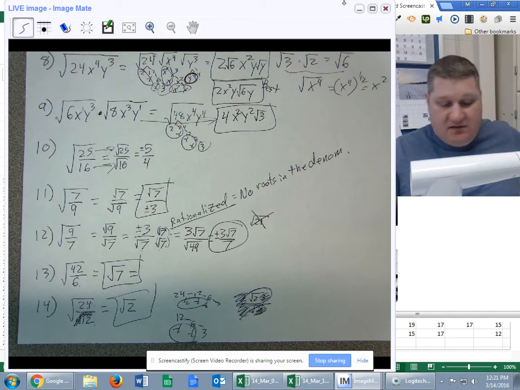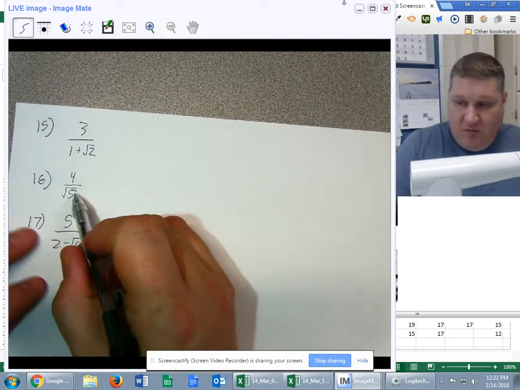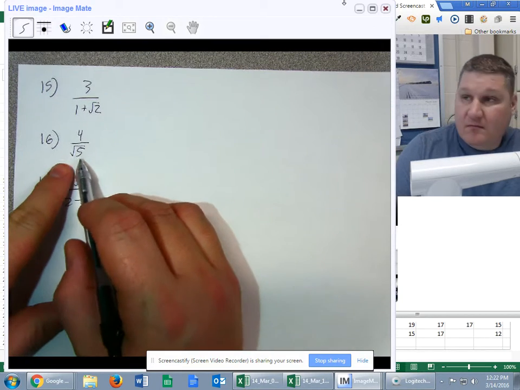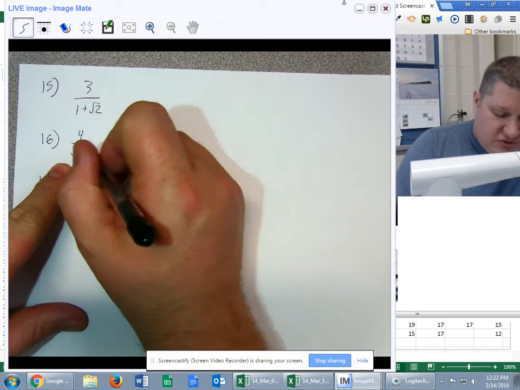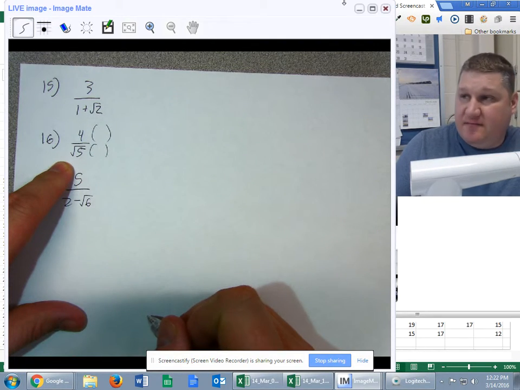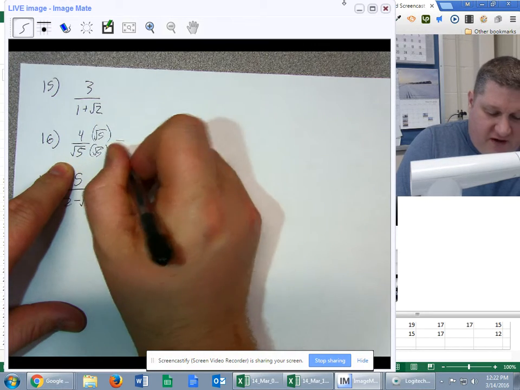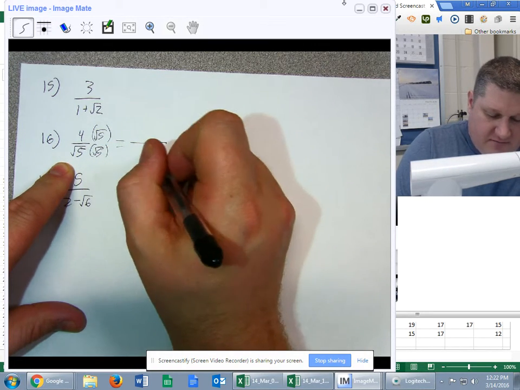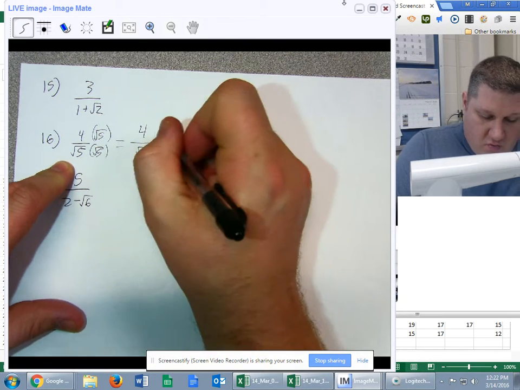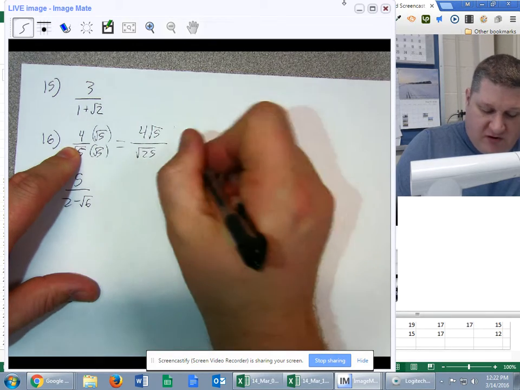Now, let's go ahead and do another one. I want to rationalize this because what's wrong? There's a root in the denominator. There's a square root of 5 in the denominator. So what do I multiply top and bottom by to get rid of it? 5. Okay. So what is root 5 times root 5? Root 25. No. Well, it will be in a minute. So we have 4 root 5 over root 25.